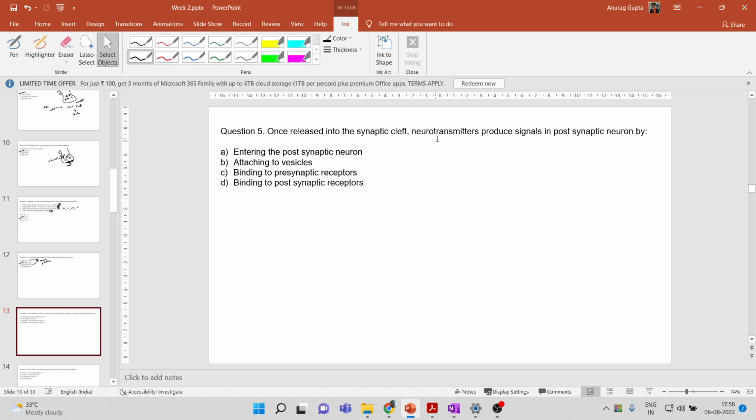Once released into the synaptic cleft, neurotransmitters produce signals in postsynaptic neuron by A. Entering the postsynaptic neuron, B. Attaching to vesicles, C. Binding to presynaptic receptors, or D. Binding to postsynaptic receptors. So you guys can answer this question.